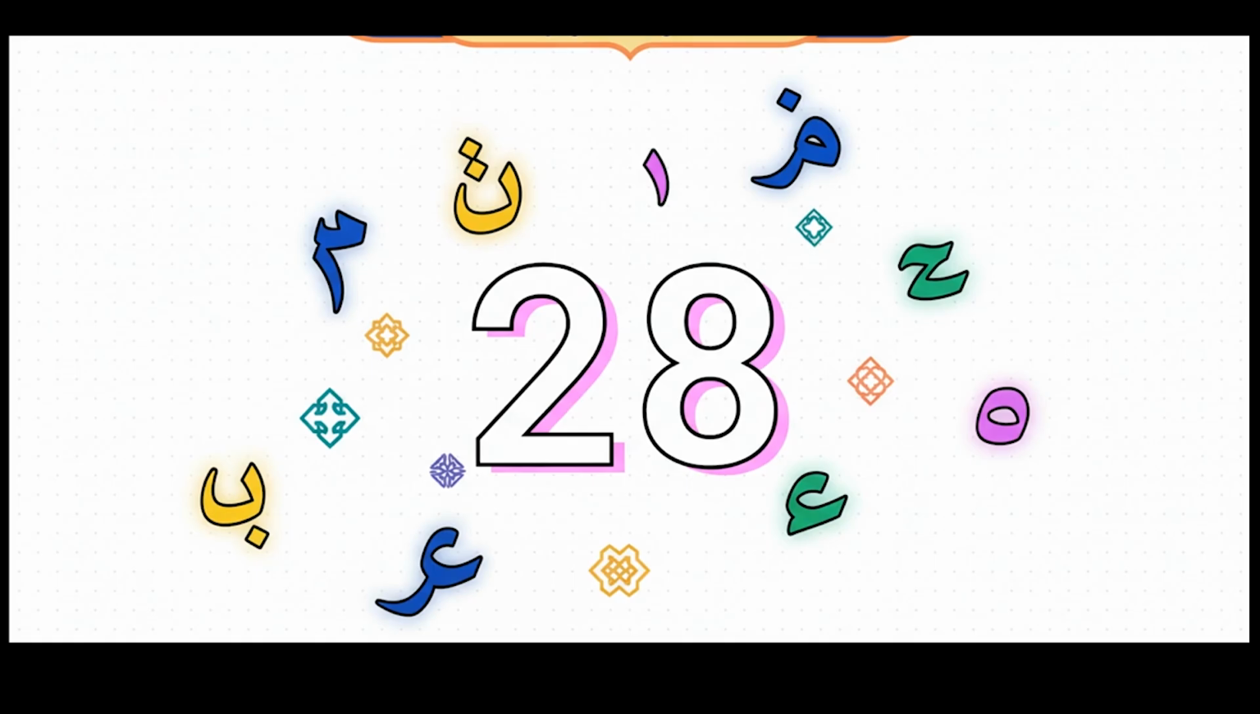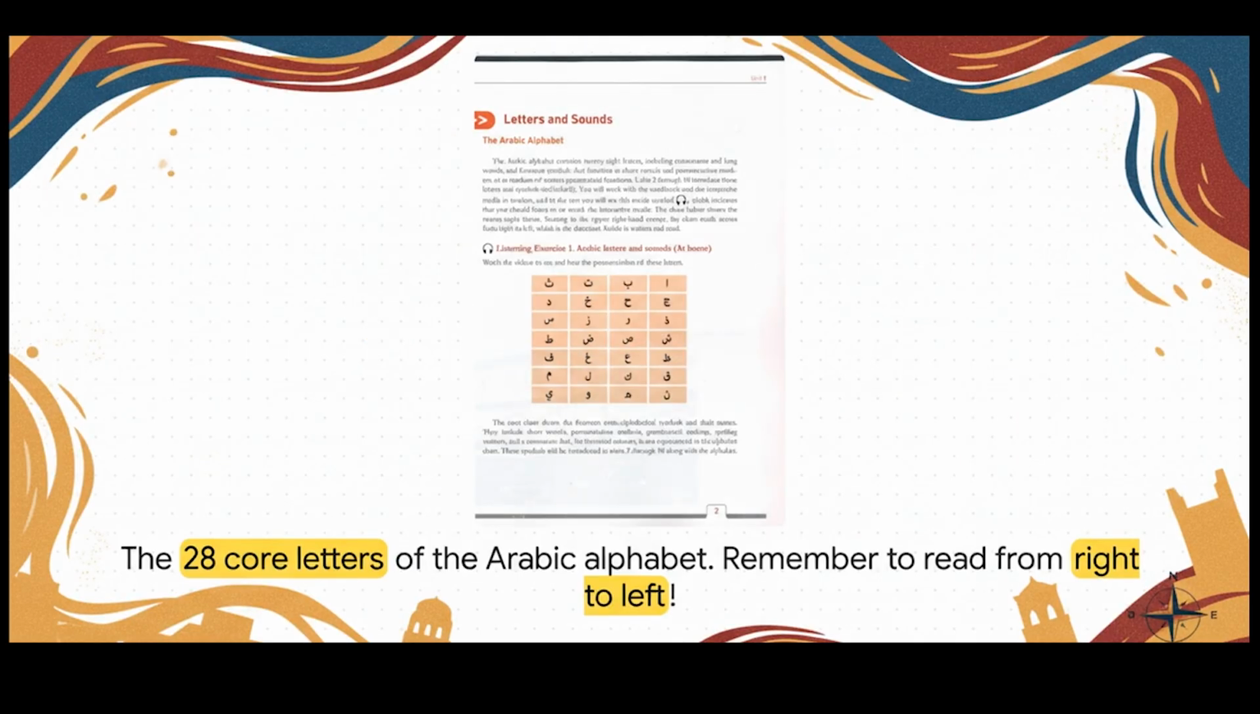By the time you're done with this book, you'll know every last one. And here they are, all 28 of them. Now, take a good look at this chart. The very first thing your brain needs to lock onto is the direction. See how it's laid out? It's meant to be read from right to left, starting right up there in the top right corner. This is probably the biggest, most fundamental shift you'll make.